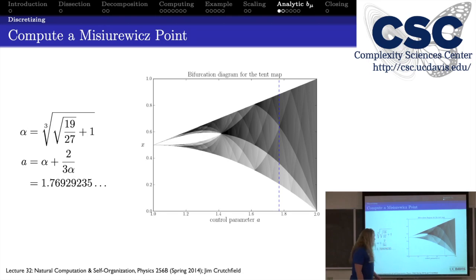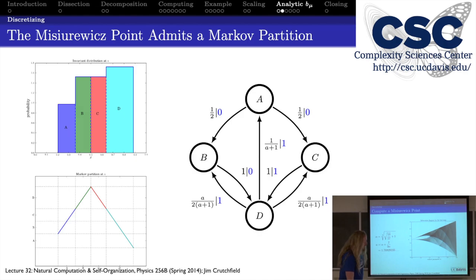And if we calculate that just by setting where f to the 4th of 1/2 equals f to the 5th of 1/2, we can solve for that and we get this parameter: if we set alpha equal to the cube root of the square root of 19 over 27 plus 1, then a is equal to alpha plus 2 over 3 alpha. So that's just the solution to this f to the 4th equals f to the 5th. And we choose that point in particular because it has a Markov partition.